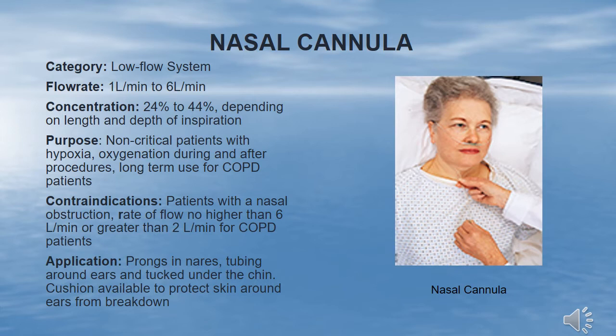A nasal cannula is a low-flow system and is a commonly used delivery device. The flow rate for a nasal cannula is between 1 liter per minute and 6 liters per minute. Oxygenation percentages are between 24 and 44% respectively. The percentage of oxygen concentration is increased from that of room air by 4 percentage points for every liter increase.